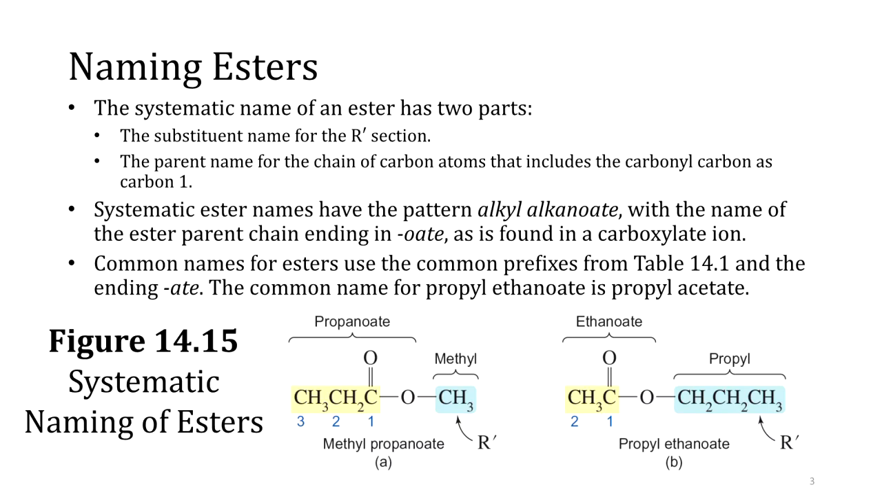You can see on A you've got a propyl group attached to your carbonyl, so that looks like a propanoic acid. But of course it's not the acid. You've replaced the proton with a methyl group. So we would call that R prime, that's the alkyl part. We would call this methyl propanoate.